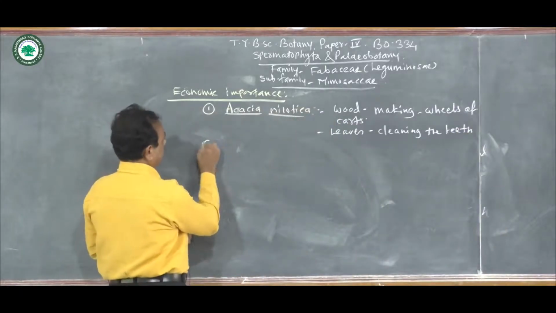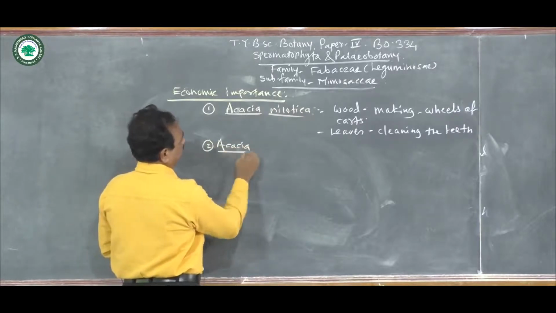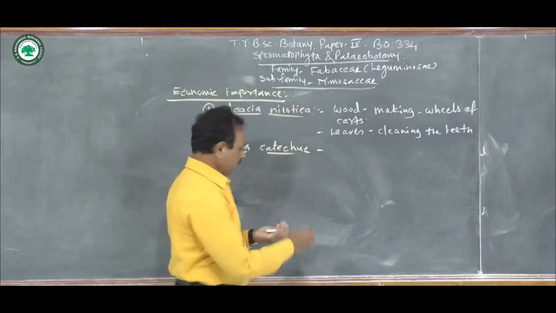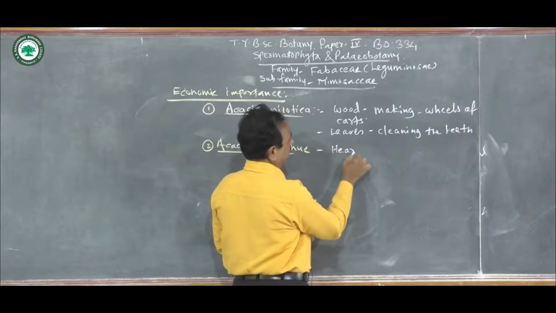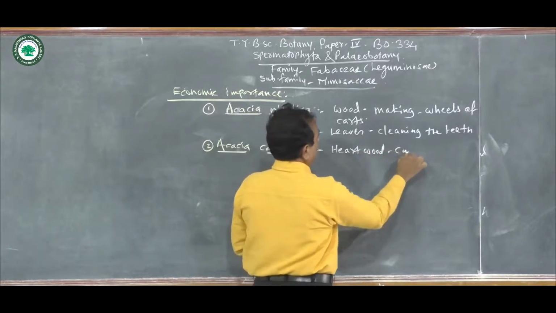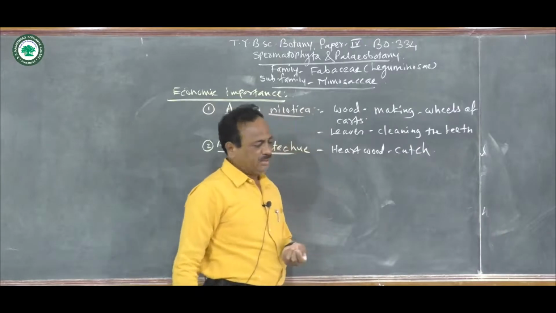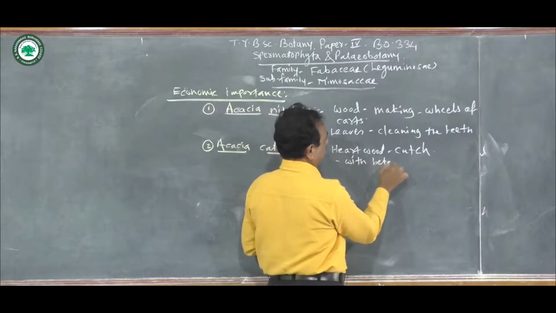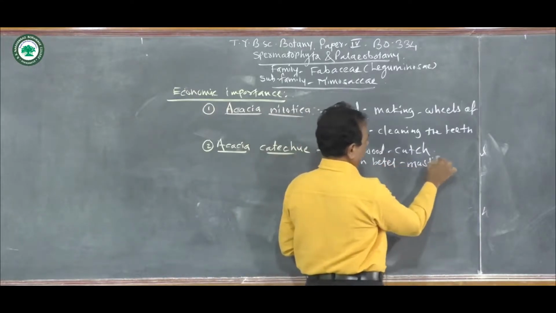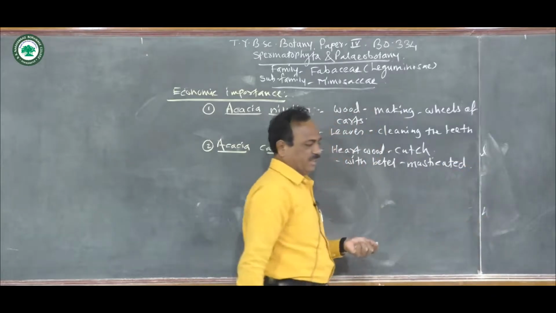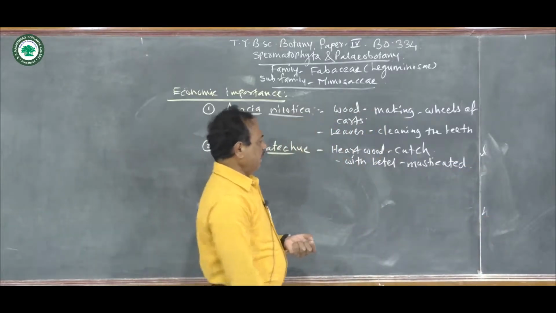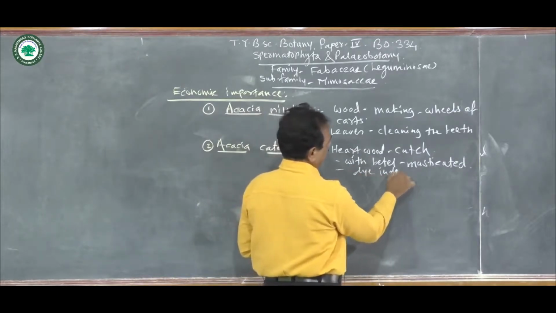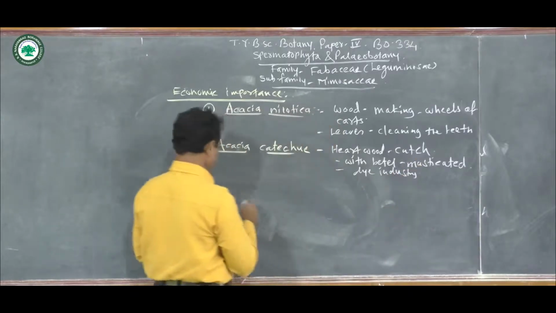Then the next is Acacia catechu. From the heartwood of this plant, kutch is obtained, and this kutch is used along with betel leaves as a masticating agent. This kutch is also used in the dye industry, for dyeing purposes.